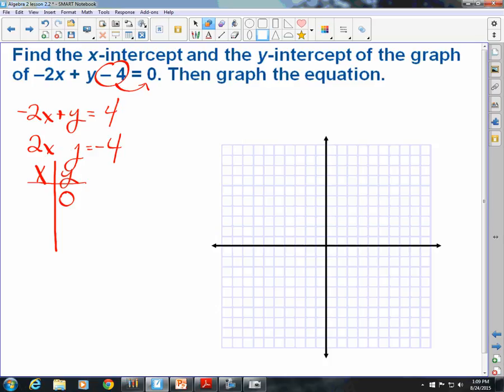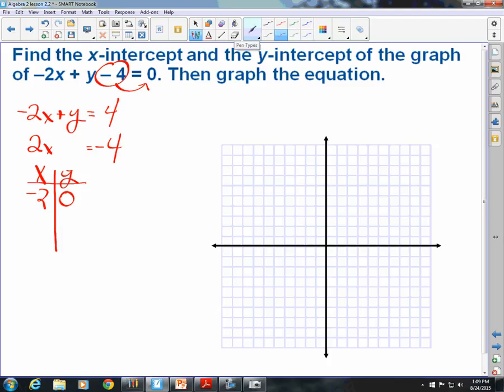And now you can solve this math problem in your head. 2x equals -4. What's x? 2 times something equals -4. What is that something? -2. All right. So I know that my x-intercept is -2, 0. I know this thing's going to cross the x-axis right here.